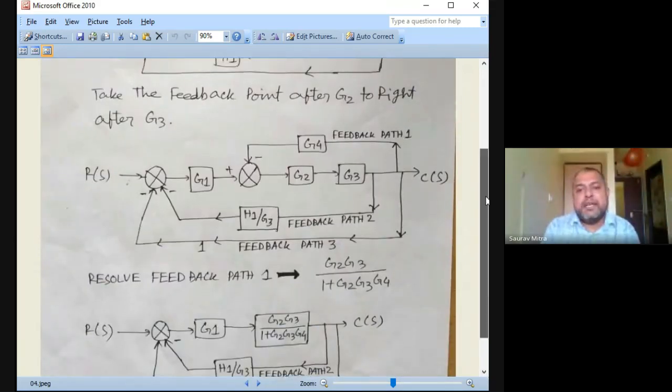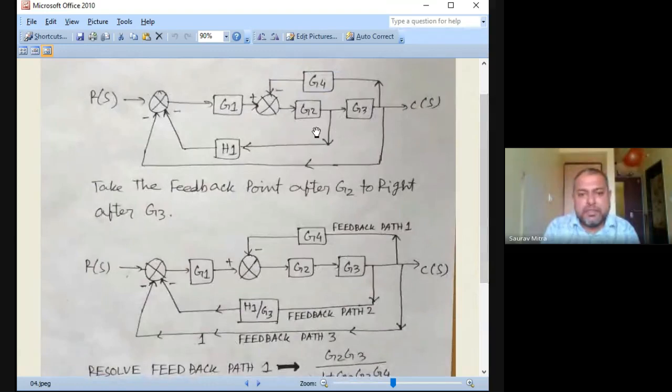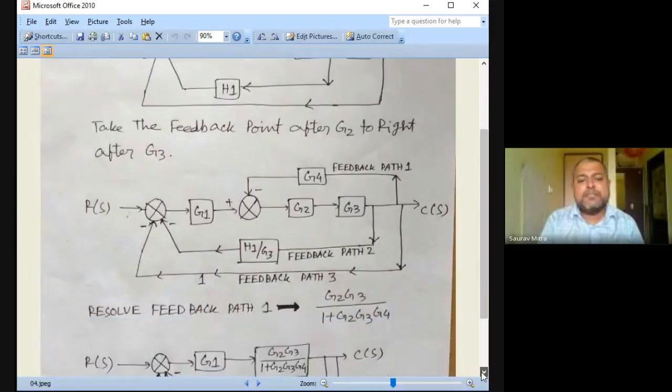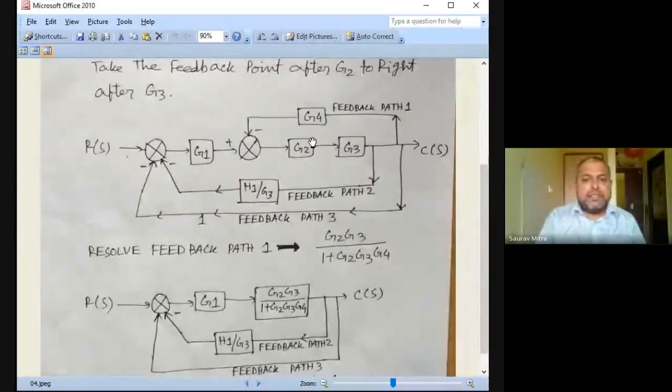So that is the first thing. Now you can shift it after G3. Whenever you take this point after G3, all these three points are shifted after that, so they are on the same point. Anything can be taken before, anything can be taken after, so that is not an issue. The only thing I have to do here is take H1 after G3. If you do that, H1 becomes H1 by G3, and after that it's very easy.